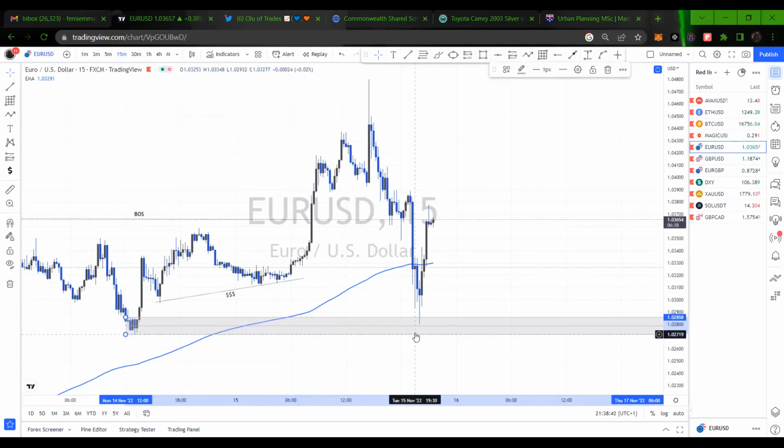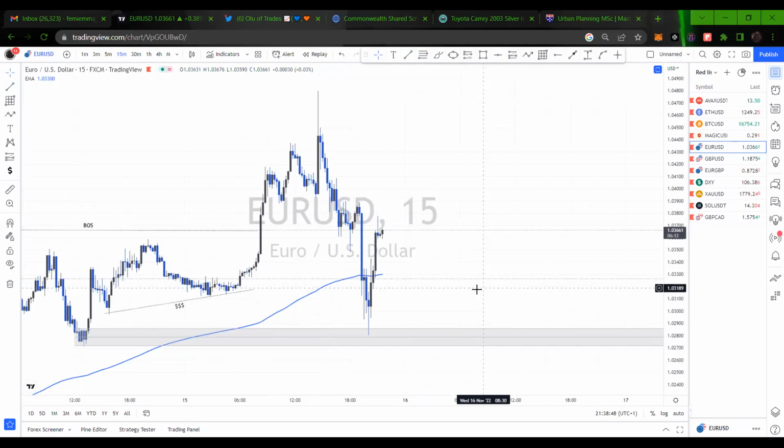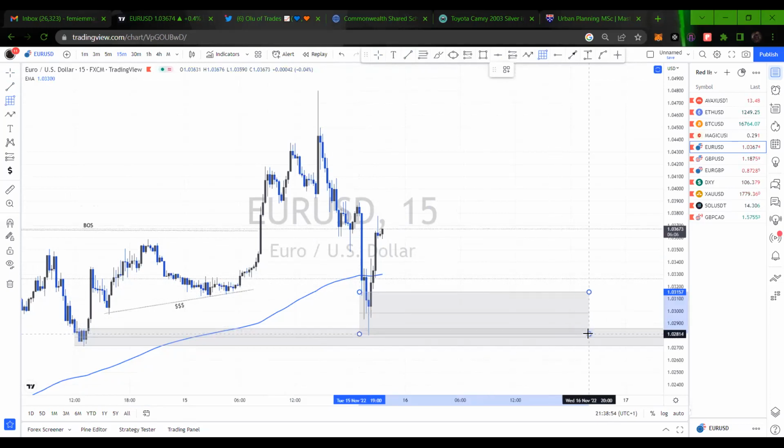The market came right into the 50% of that demand zone and moved up immediately. So right now, the market has created something for us on the 15 minutes time frame, which is this right here. Now, don't always be in a hurry to take a trade.